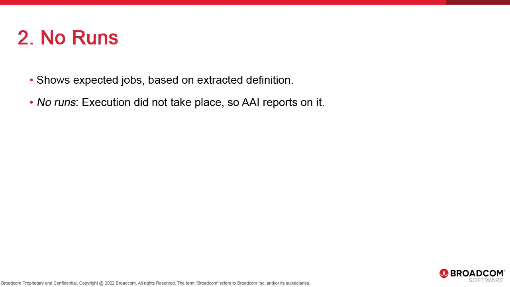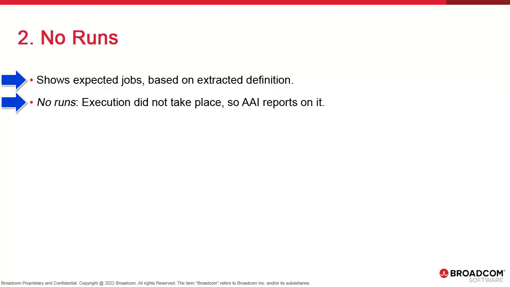The purpose of the no runs function is to uncover possible misbehaviors in the scheduler. At some point in the past, we created a job stream for a process in the scheduler, and AI obtained the definition as a result. If that definition contains X number of component jobs, then AI expects to see a matching number of jobs, X, running for that job stream.